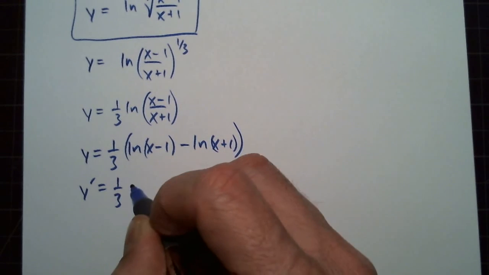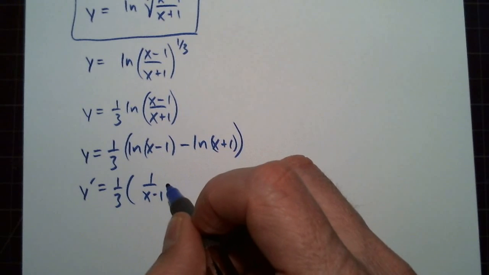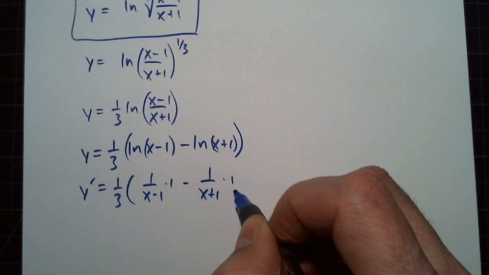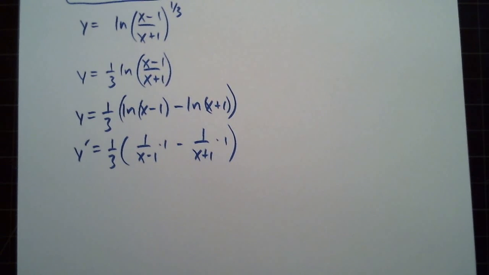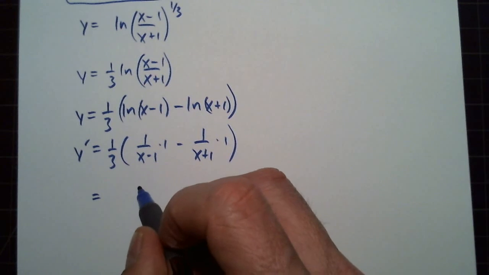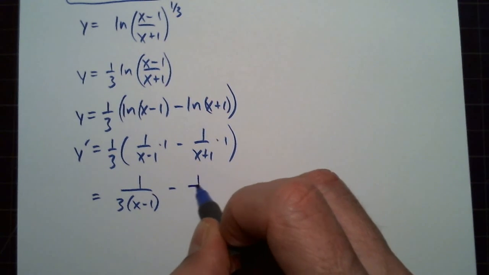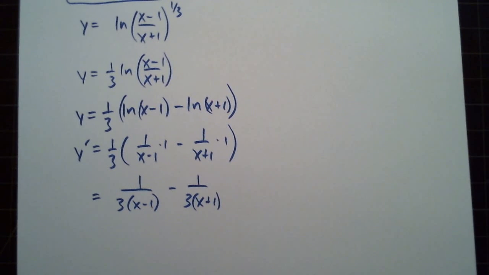Derivative is 1 over x minus 1 times the derivative of x minus 1, which is 1, minus 1 over x plus 1 times the derivative of x plus 1. And we can just write it like this. Distribute the 1/3.